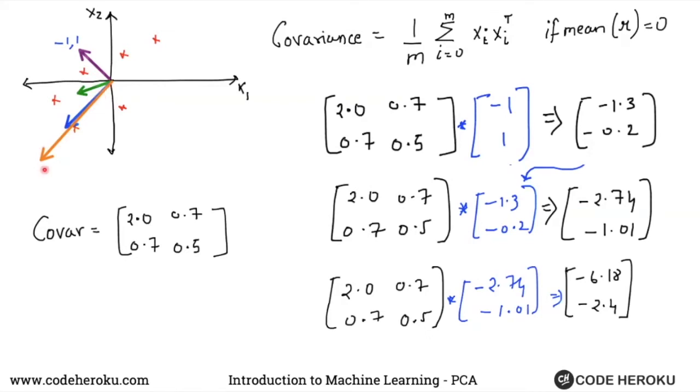So I'm trying to show you an interesting observation about the covariance matrix. Why are we dealing with the covariance matrix? Because we are interested in maximizing the variance. If you are given a covariance matrix and multiply it with any random vector, in this case -1, 1, that vector will get rotated by a certain degree, and eventually it will stop rotating much more. It will converge to a point which has the maximum variance, in this case this orange vector.